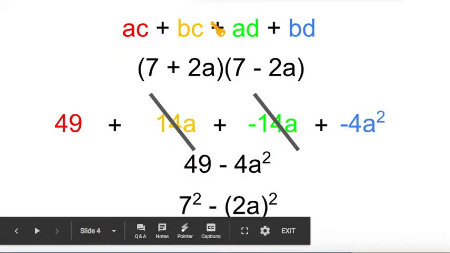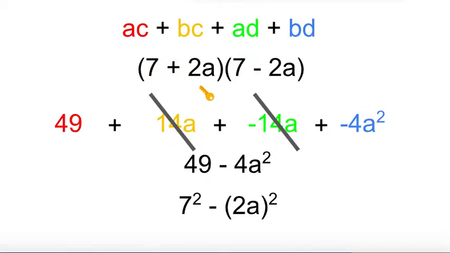Because in this, we have 7 times negative 2a and 7 times positive 2a. And once you add those two things together, they're going to equal 0. And so all you're left with is this squared, and this is going to be the same. And you're going to have this multiplied by each other.